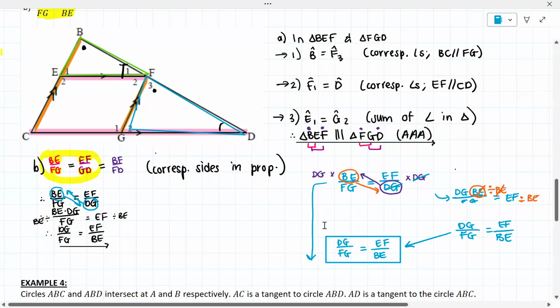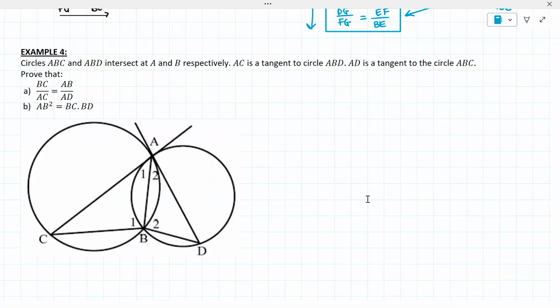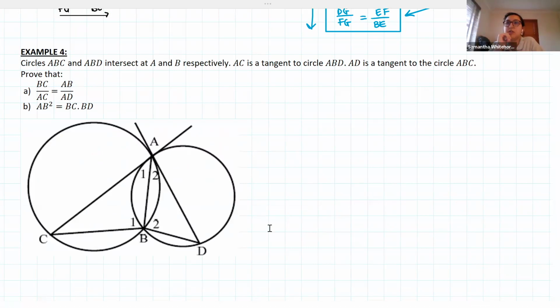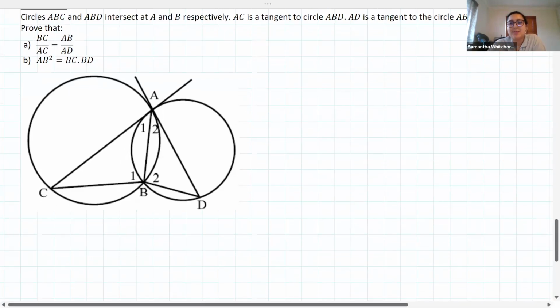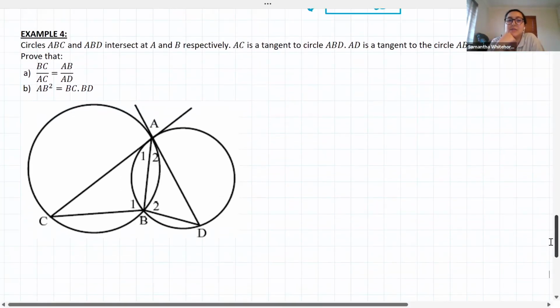All right, guys. So let's have a look at example 4 here. So don't be scared. I know circles scare us, and especially when we chuck 2 circles in there. But let's just read it carefully, see what we have going on here. So we've been told that circle ABC, now guys, when we say circle ABC, we're saying that the circle passes through those points. So ABC passes through the points on its circumference A, B, and C, as well as ABD. So again, it's passing through the points A, B, and D, intersected A and B respectively.